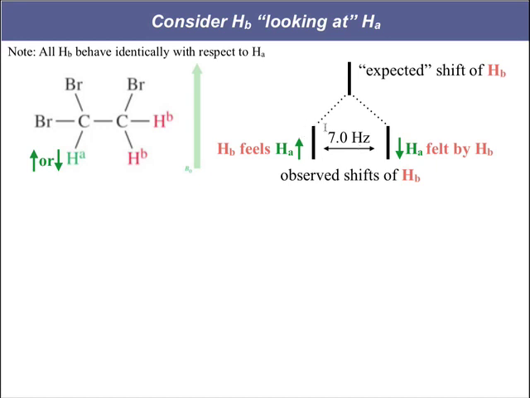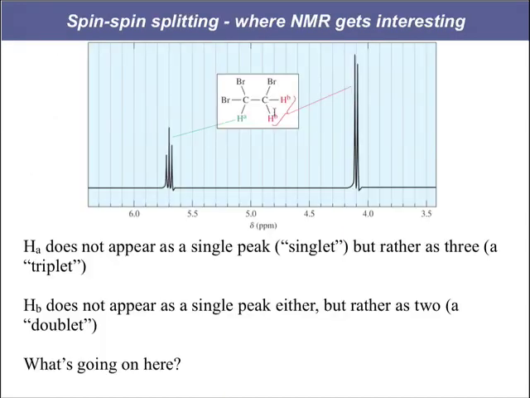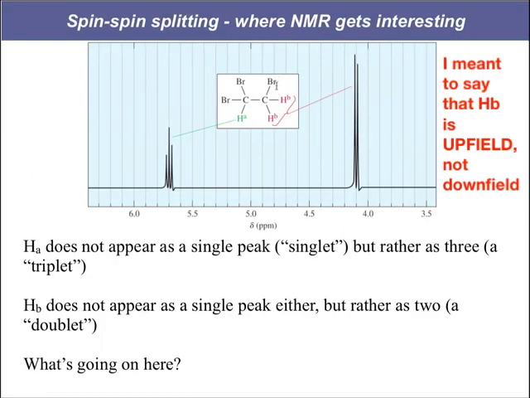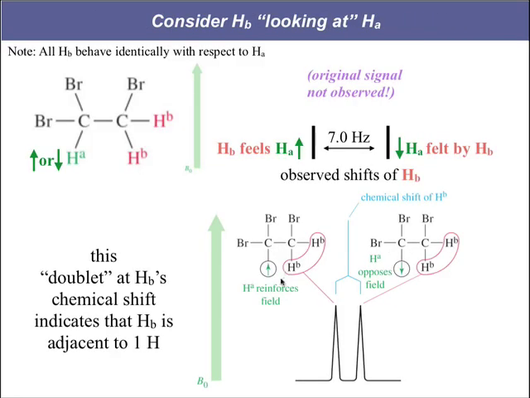So B does not show up as one peak. It shows up as 2 peaks because it either feels the magnetic field plus A or the magnetic field minus A. 2 peaks. That's what we call the doublet. Remember that when we looked at our spectrum, B was more downfield because it's closer to only one bromine. That doublet is from feeling A up and feeling A down. So A reinforcing the magnetic field or A opposing the magnetic field.